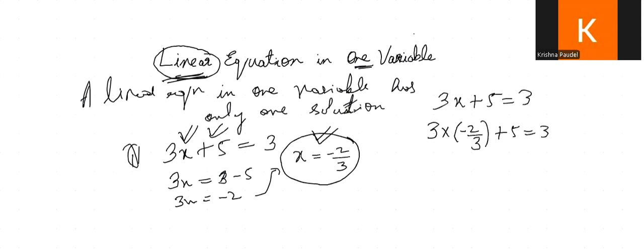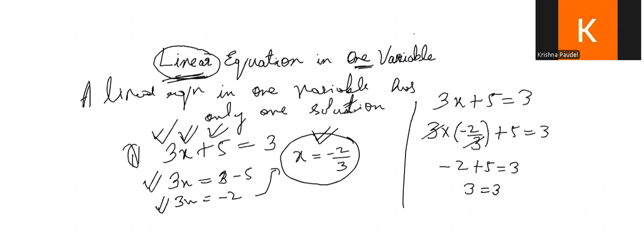So we will get minus 2 plus 5. This verification is not needed. I'm just showing you so that you can understand. So that's how we can conclude that the solution of this equation will be x equals to minus 2 by 3. And this is the algebraic method of finding the solution in linear equation in one variable. Okay. And we can conclude that a linear equation in one variable has only one solution.